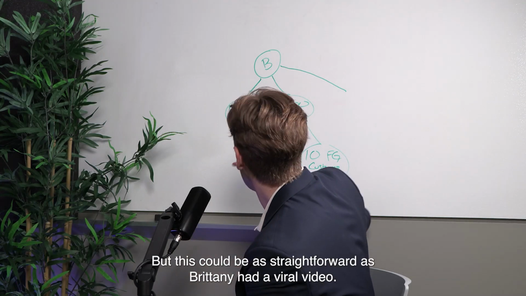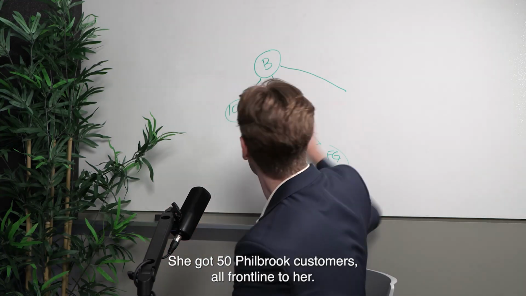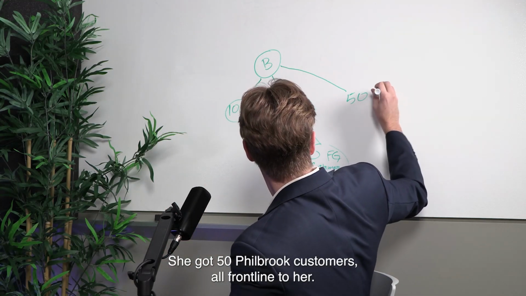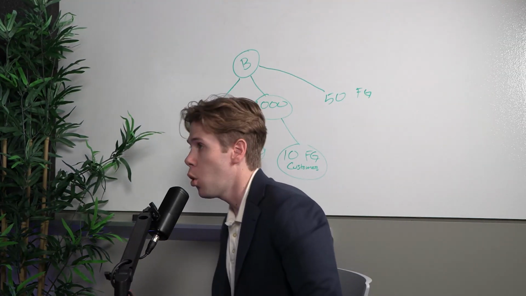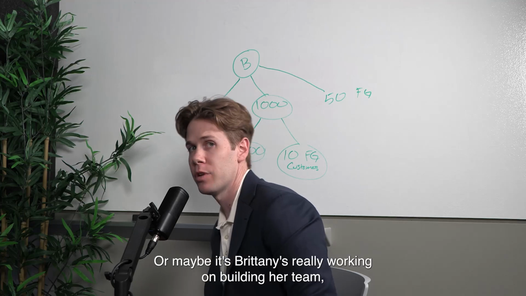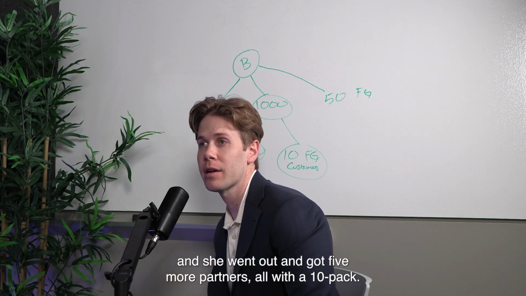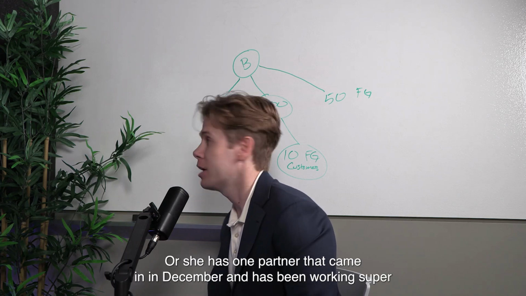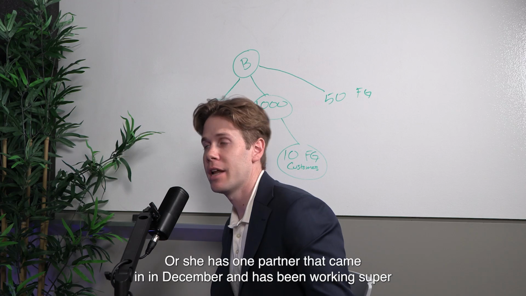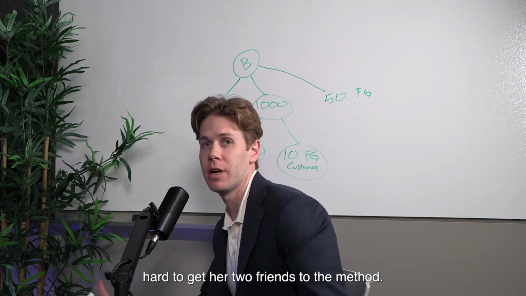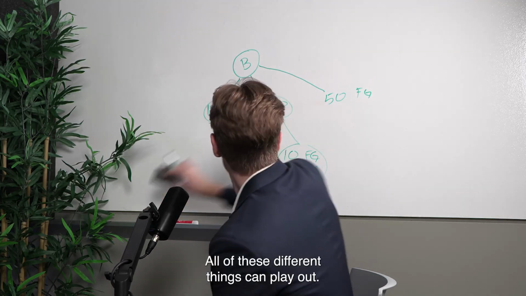But this could be as straightforward as Brittany had a viral video, and so she got 50 Fieldgray customers all frontline to her. Or maybe Brittany's really working on building her team, and she went out and got 5 more partners, all with a 10 pack. Or she has one partner that came in December and has been working super hard to get her 2 friends to the method.